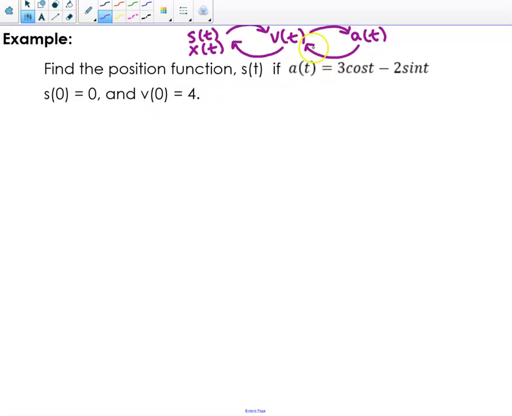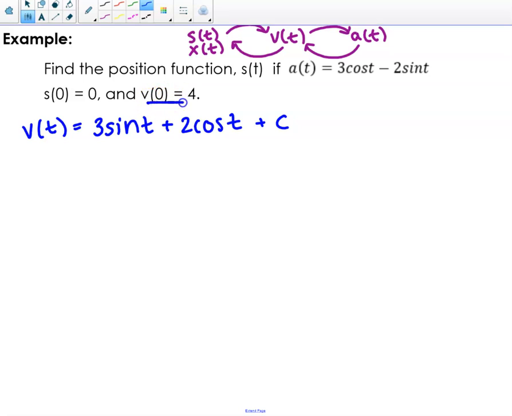So if we're given the acceleration function and we want to find the position function, we need to take the antiderivative twice. So the first thing we'll do is we'll take the antiderivative the first time to find v of t. So the antiderivative of 3 cosine t is going to be 3 sine t. Antiderivative of negative 2 sine t is going to be positive 2 cosine t plus c.